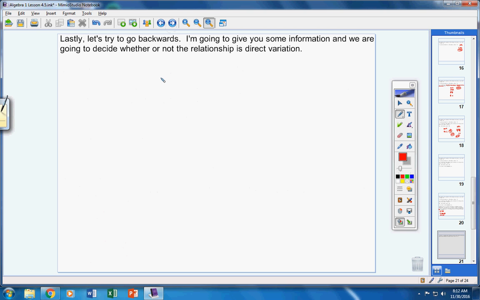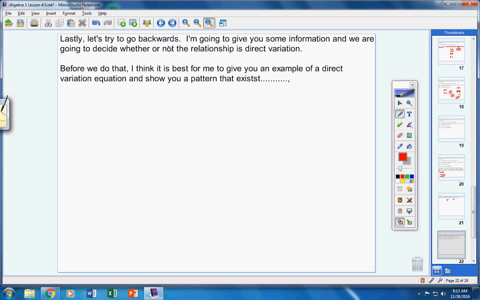Lastly, let's go backwards. I'm going to give you some information and you're going to decide whether or not the relationship is direct variation, okay? So instead of me telling you, here's direct variation, find the equation, now I'm going backwards, I'm giving you the information, you're going to tell me, yes, that relationship is direct variation, or no, it's not. Before we do that, though, I think it's best for me to give you an example of a direct variation equation and show you a pattern that exists. So would you please copy this in your notes?